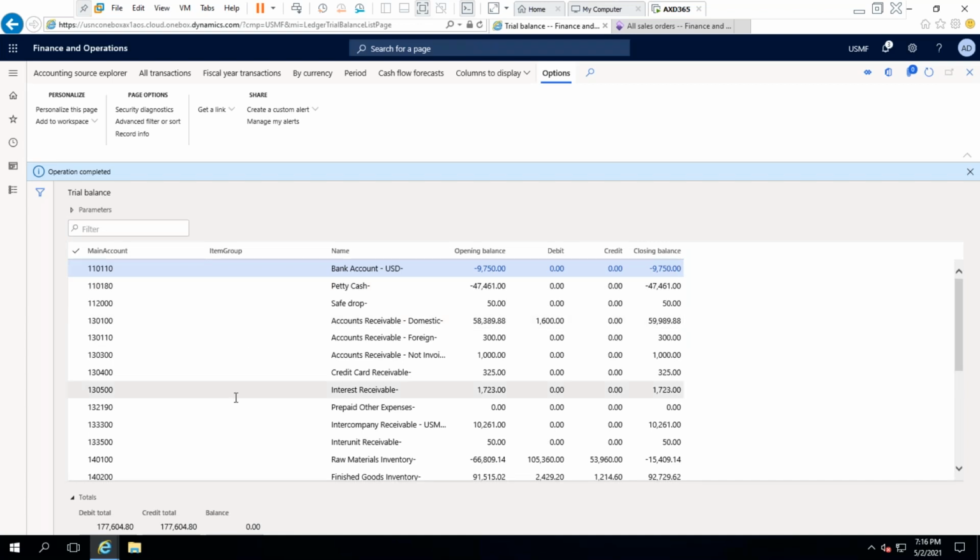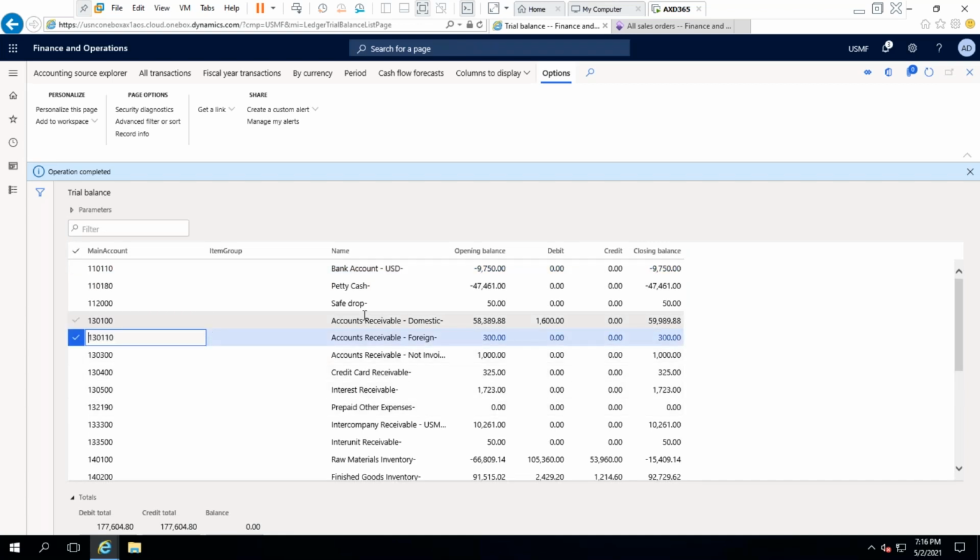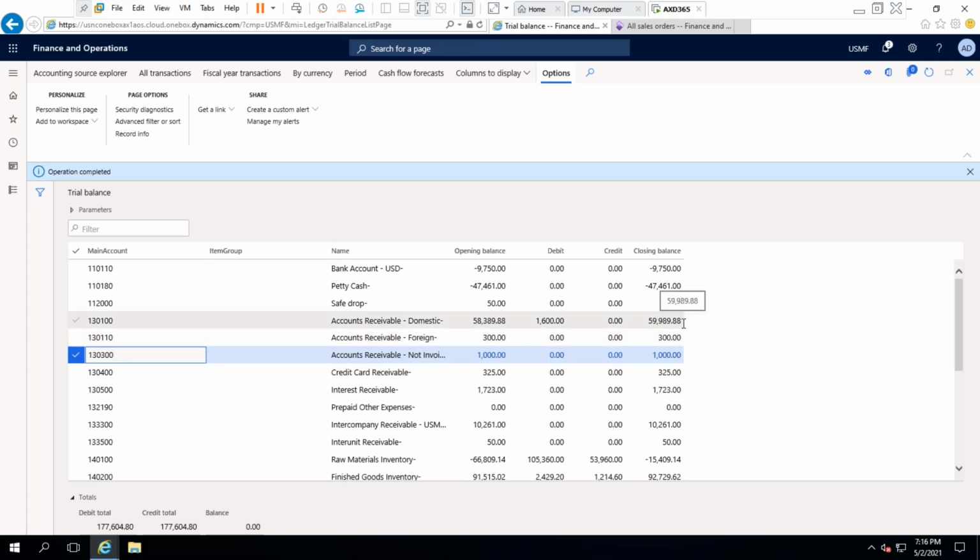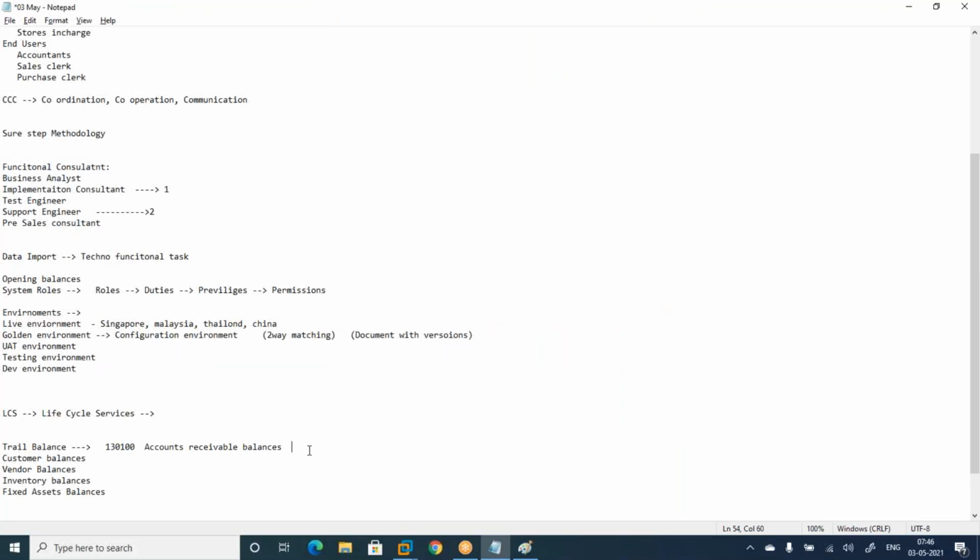Okay, look at this one: 130, 100, 130, 110. These two are like accounts receivable balances. These three, suppose: 59,989.88, 3,000, 1,000. So usually I will not collect this one. I will collect this one. I will not load this one.